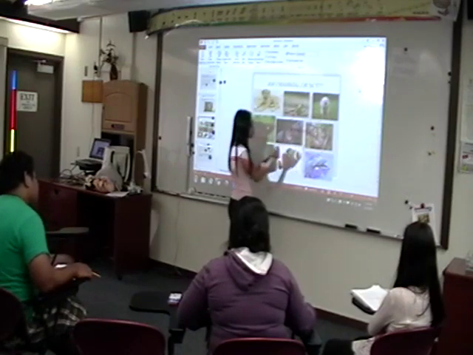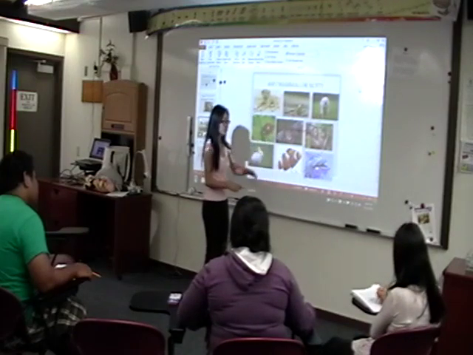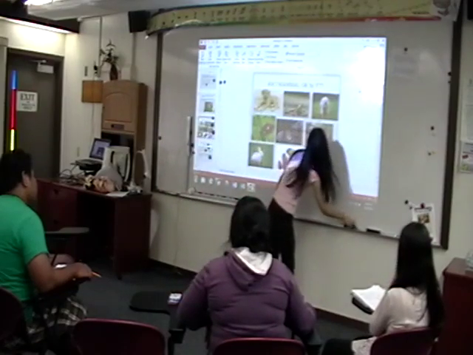And they actually produce milk for their babies as well. So the bat is a mammal type of animal. So I'm going to clean that out.